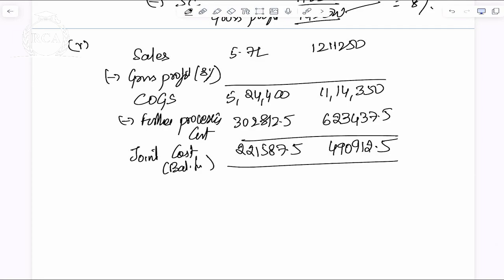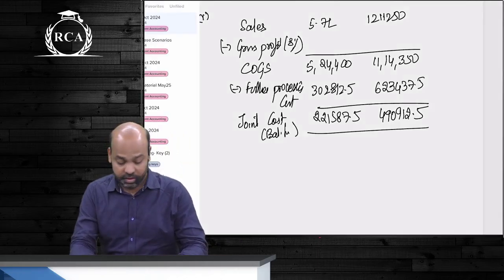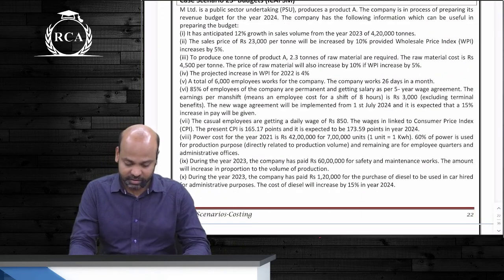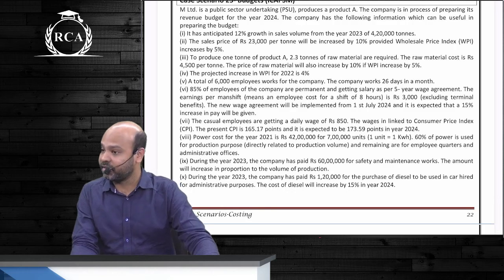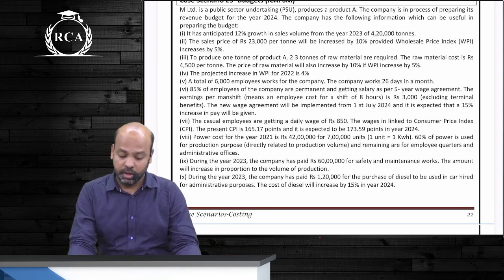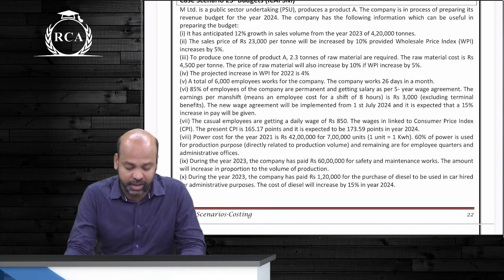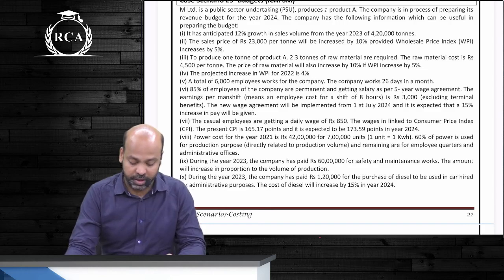Alright guys, last question is pretty simple, not that complicated, very easy, but let's finish it guys. Nothing is complicated. M Limited is a PSU, public sector undertaking. It produces a product A. The company is in the process of preparing its revenue budget for the year 2024.